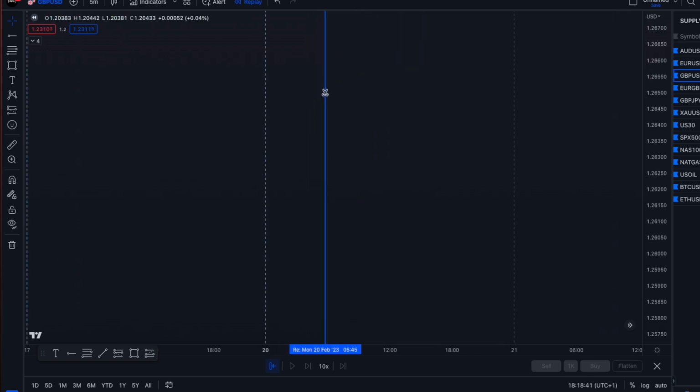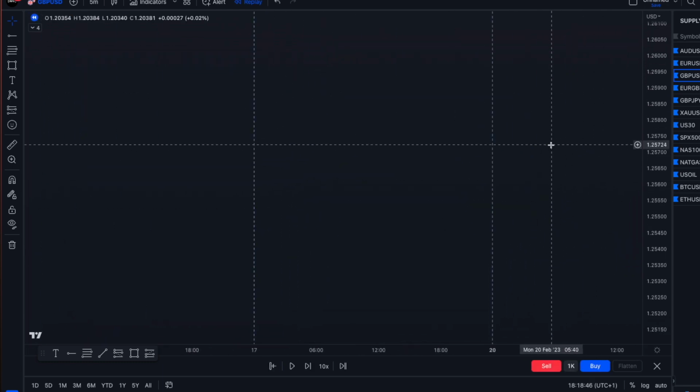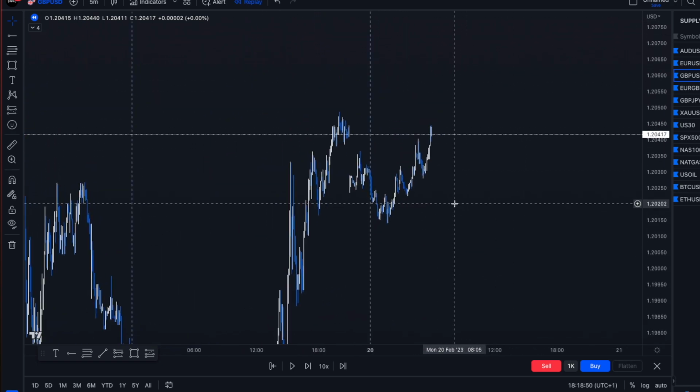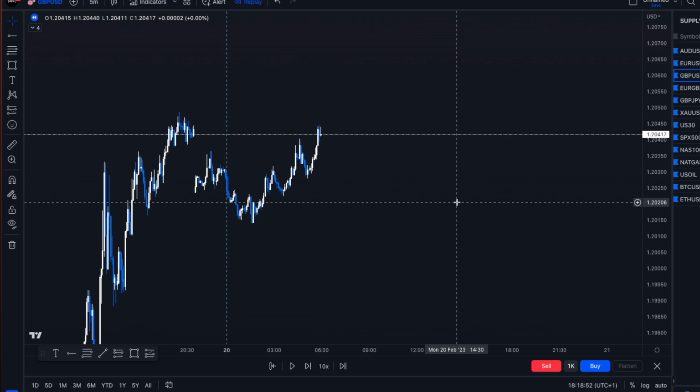So we're going to go from around 6 a.m., because that's when I wake up and that's when I start looking at the charts. So now we can come down. Right, now we can come down and we can look at the chart, right?